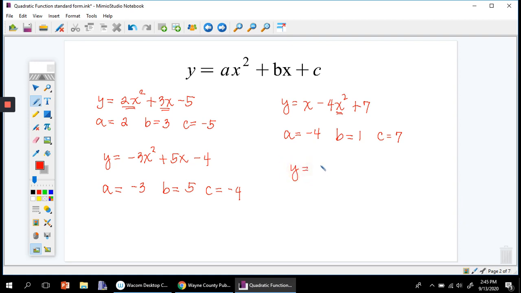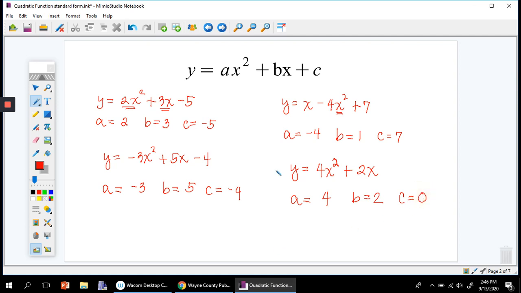Okay, let's have the last one. y is equal to 4x squared plus 2x. What is your a? It is 4, and your b is 2. And what about your c? So here you don't have a constant term, so your c is 0.